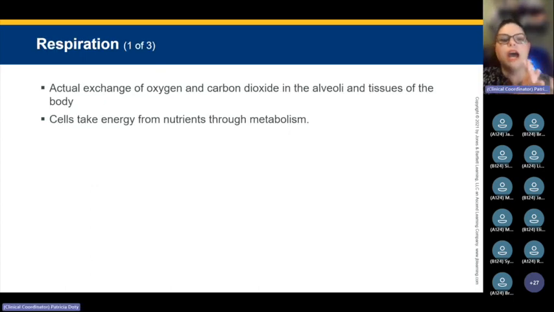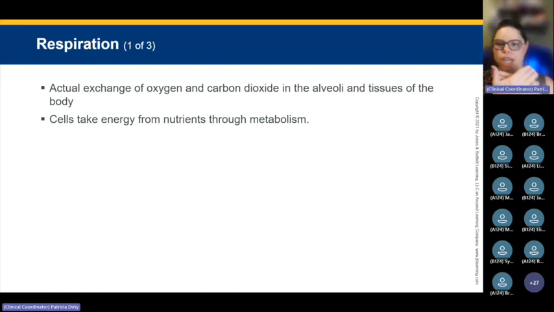Okay, so respiration, the actual exchange of oxygen and carbon dioxide in the alveoli and in tissues of the body. Cells take energy from nutrients, such as a series of chemical processes known as metabolism. And that's going to be our cellular respiration. And so each cell contains nutrients and oxygen producing energy and waste products, mainly water and carbon dioxide.